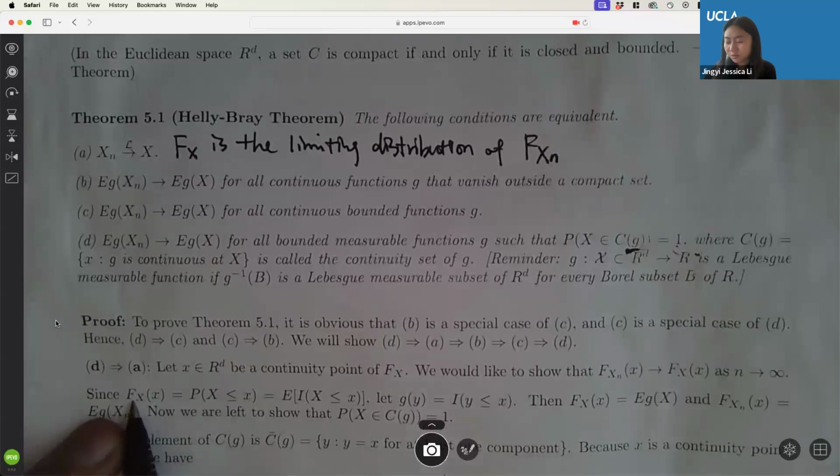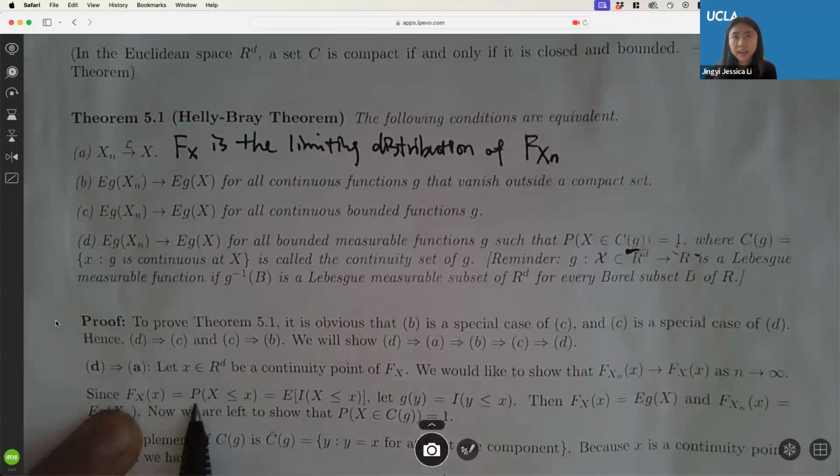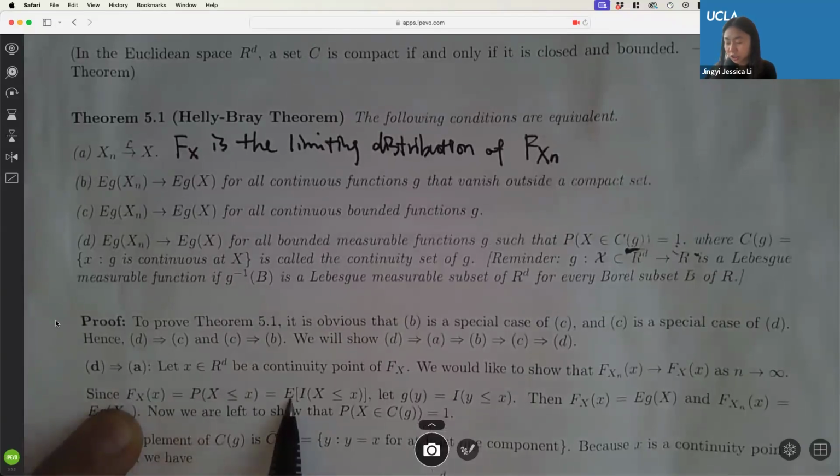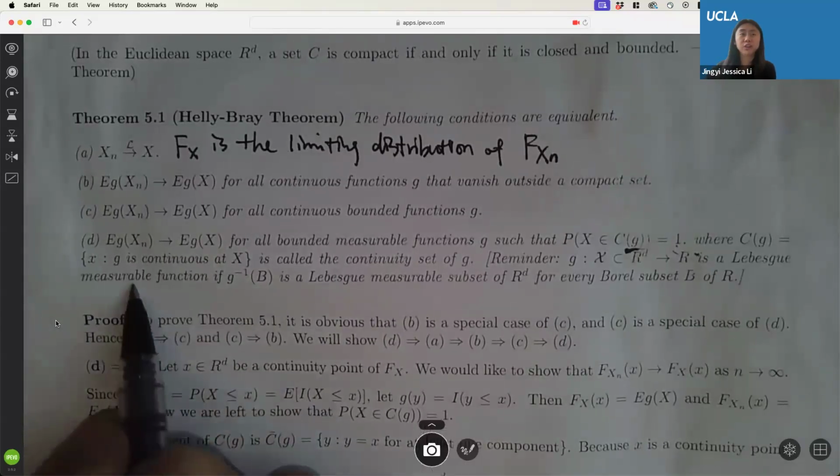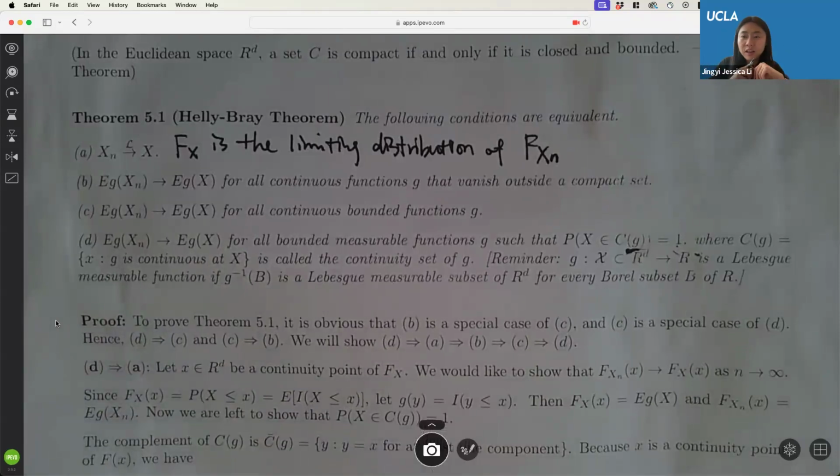Or I should say it wrong. The CDF is a probability, and a probability can be written as the expectation of an indicator function. And the indicator function is a special function of g. So that's why if you have D, you can get A. But from A to D, the equivalence, that is not easy.